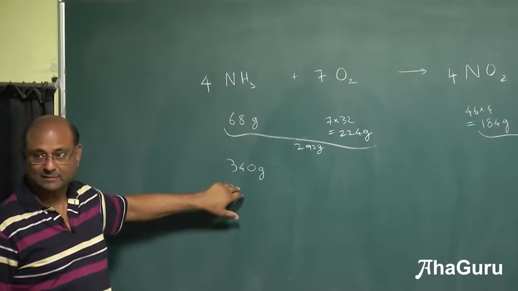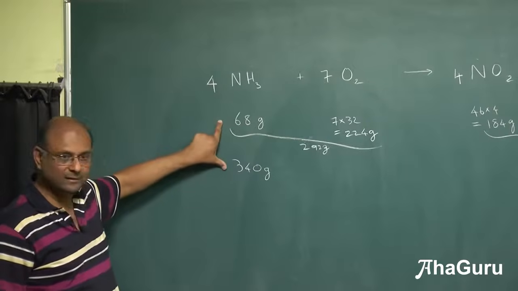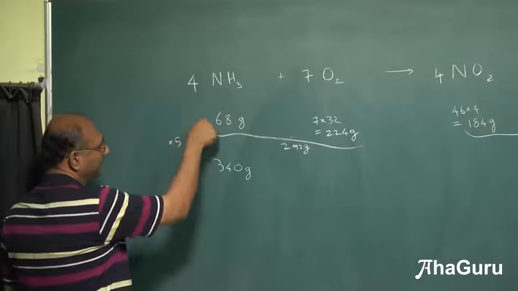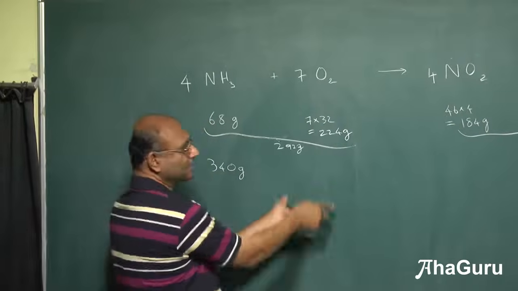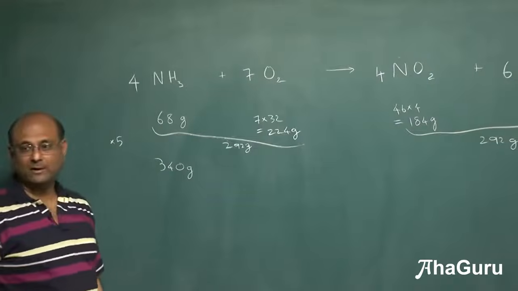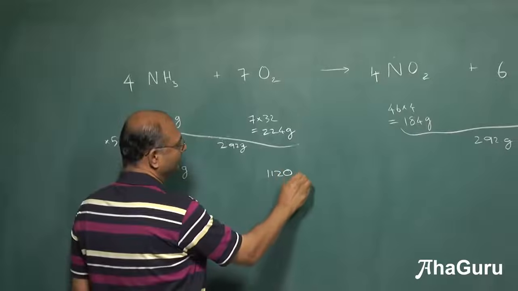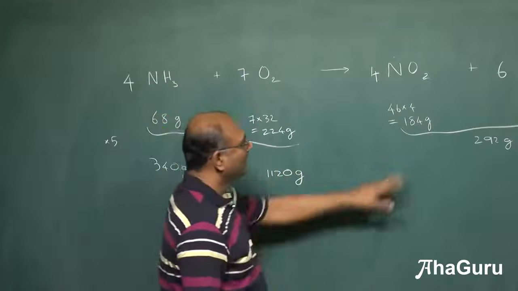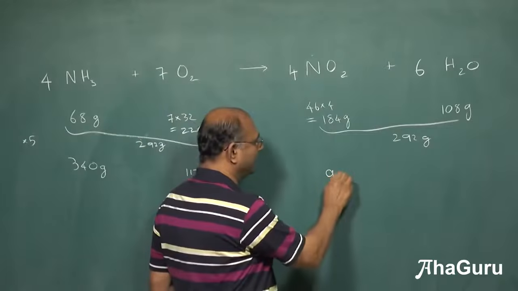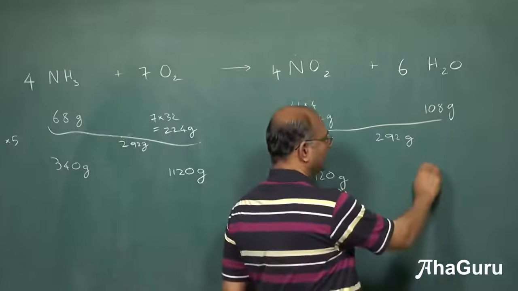The actual reaction started with 340. 68, 340. What is the connection? Into 5. So that means you multiplied this by 5. You should multiply this also by 5. So that means it must be 224 into 5. 1120 grams. 184 into 5. 920 grams. 108 into 5.